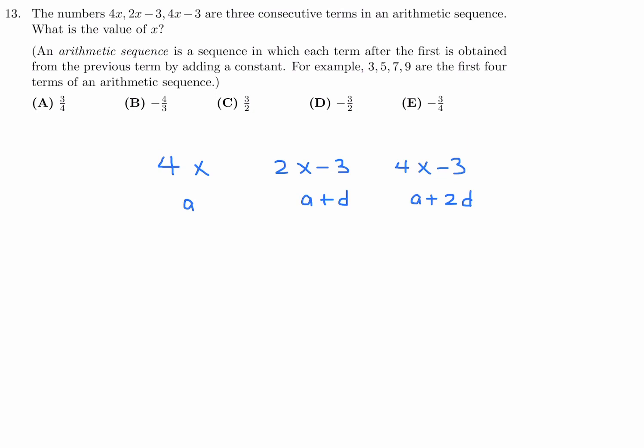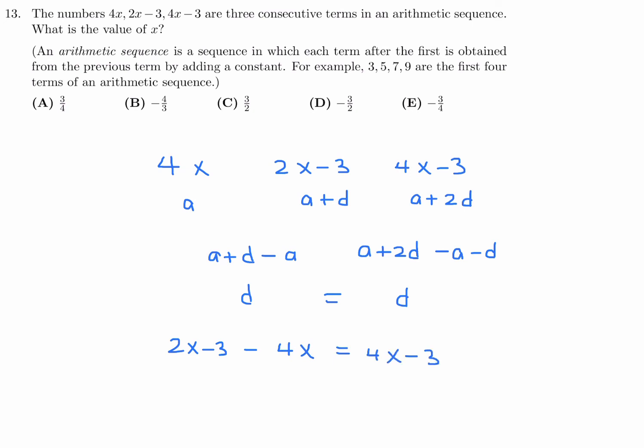And when you take this one and subtract from it this one, you would get a plus d minus a, which is just d. And if you take this one and subtract from it that one, you get a plus 2d minus a minus d, which would end up with just d. As you can see, those are equal. So we can use that with these terms. So 2x minus 3 minus 4x. And on that side, 4x minus 3 minus 2x plus 3.